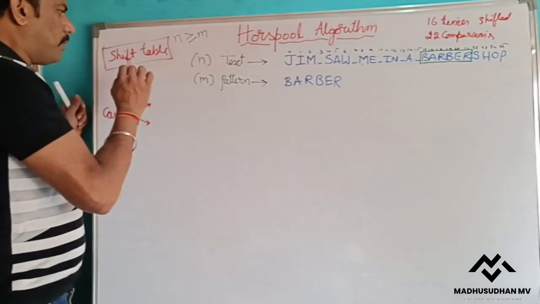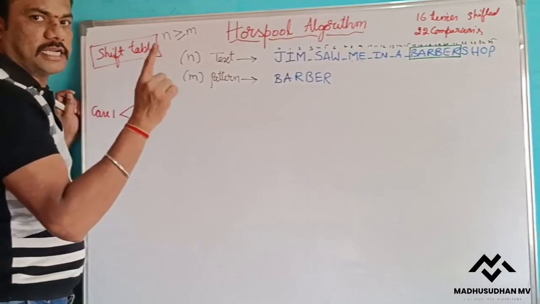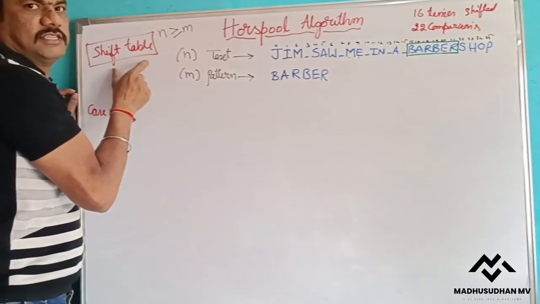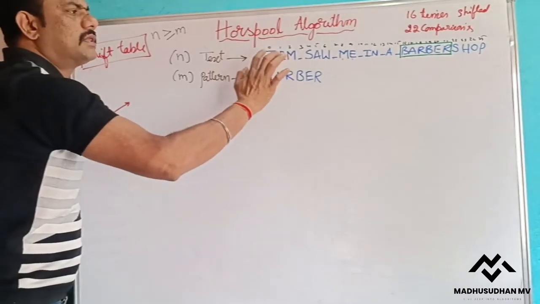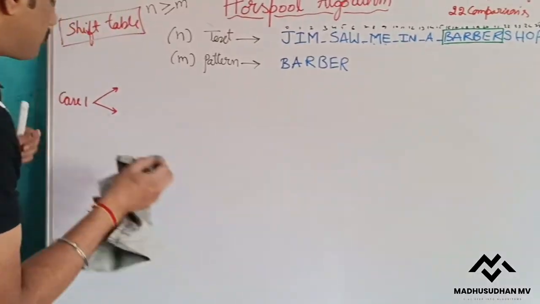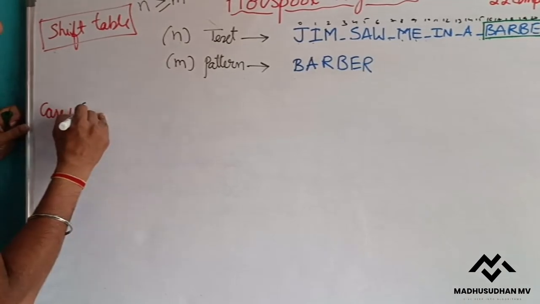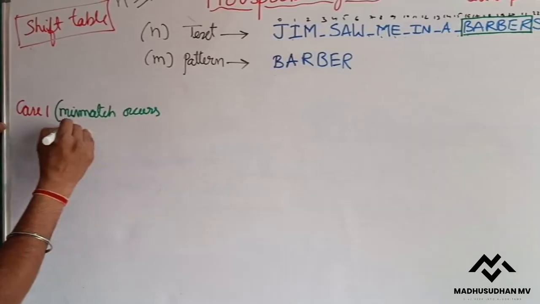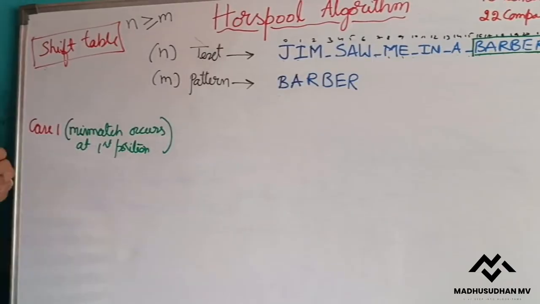Now, in order to generate this shift table, we are considering the 4 cases. The shift table decides how much distance we need to shift the pattern towards its right. This shift table is constructed for all the possible characters present in both the text and the pattern. Now case 1. In case 1, a mismatch occurs at the first position itself. At that time, how do we shift?